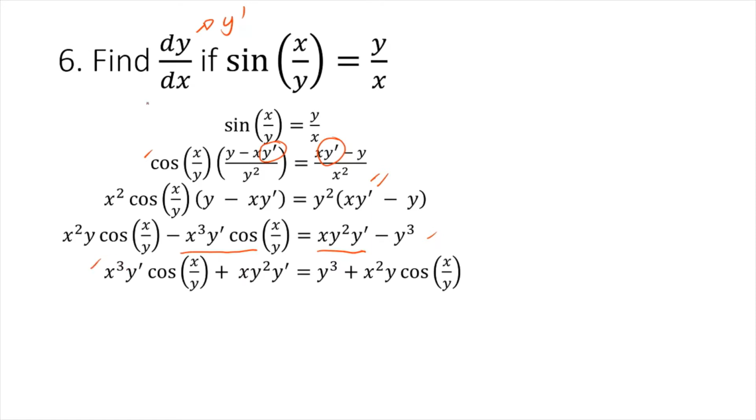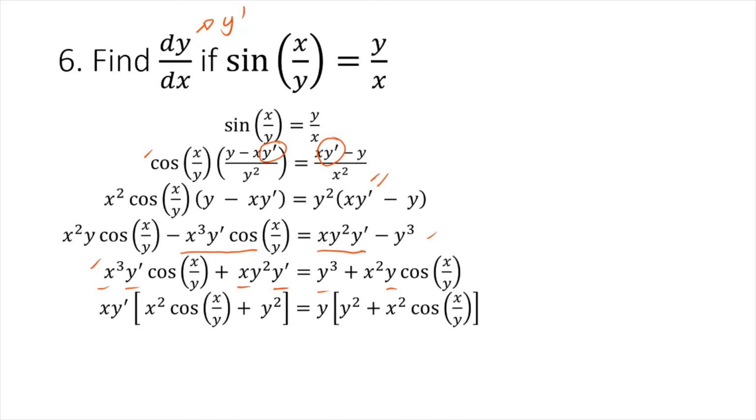And then next we factor out common factors. For the right hand side of the equation, we have y, so we can factor out y. And on the left hand side of the equation, we have y prime and also x. So factoring, we get this equation. And now to isolate y prime, divide both sides of the equation by x and this expression here, right?